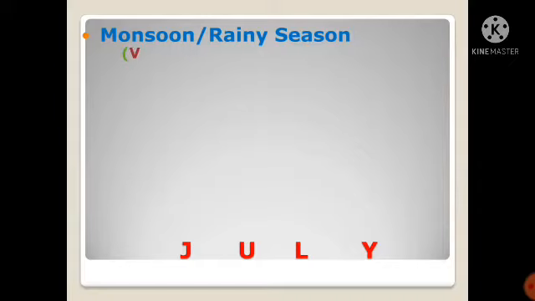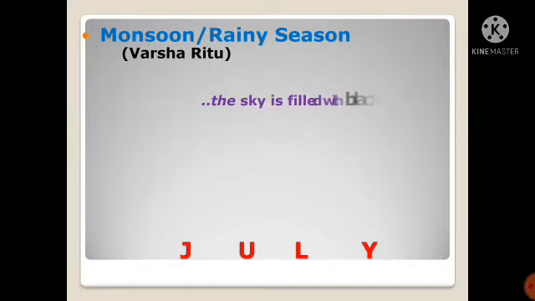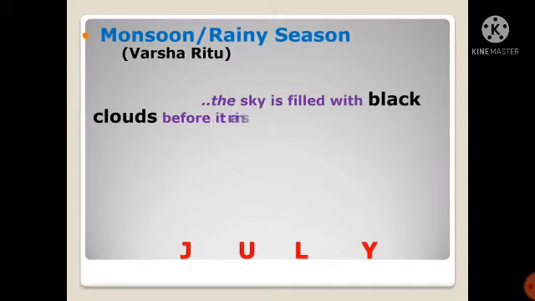Okay. Now, as you said, it is in Hindi Varsha Ritu. And then we'll move ahead. Let's see something. These are the characteristics. Opening. The sky is filled with black clouds. Yes, black clouds, before it rains. Can you tell, Shiuli, why do they get the black color? Because there is some water in it.